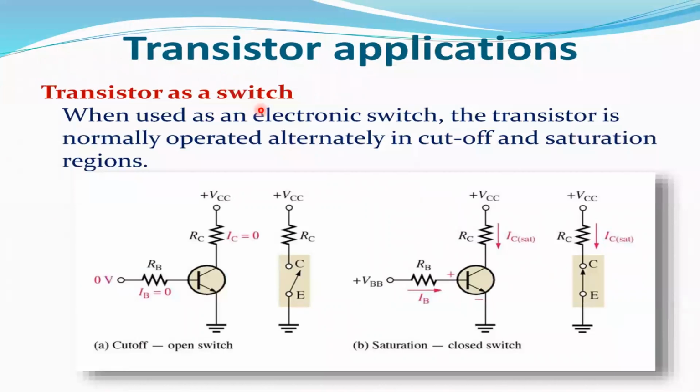So, transistor as a switch. When used as an electric switch, the transistor is normally operated alternatively in the cutoff and saturation regions. So this is the cutoff, that is the open switch, and this is the saturation, which is the closed switch. And these are the circuit diagrams.